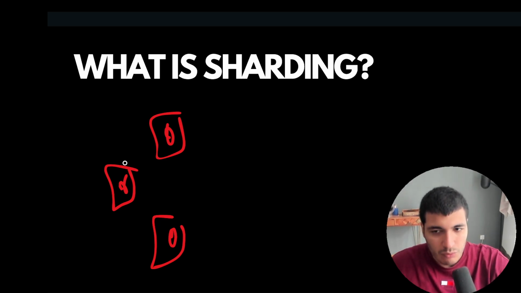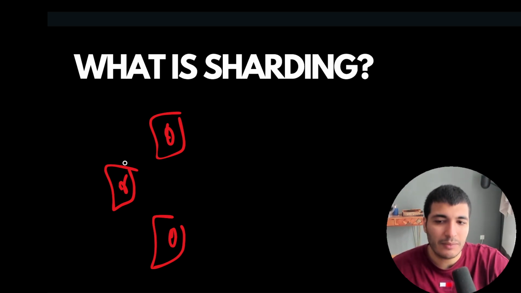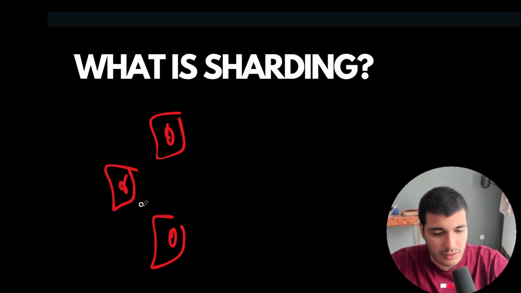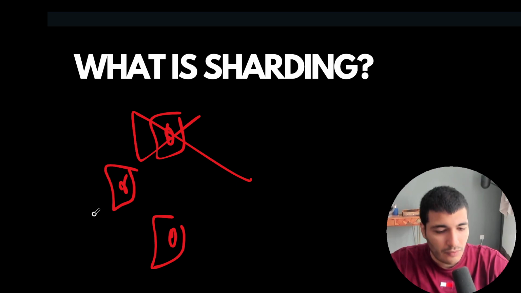By distributing the workload across these multiple smaller databases, you can significantly improve scalability and performance, especially when dealing with truly enormous datasets. Also, you eliminate the single point of failure, because when one database goes down, we have the other two that can serve.